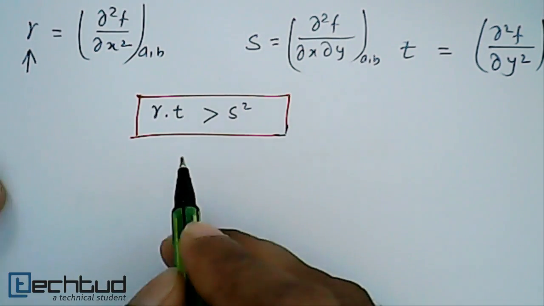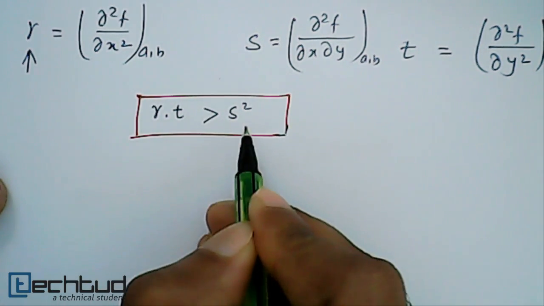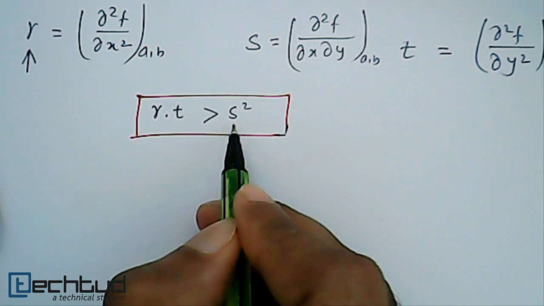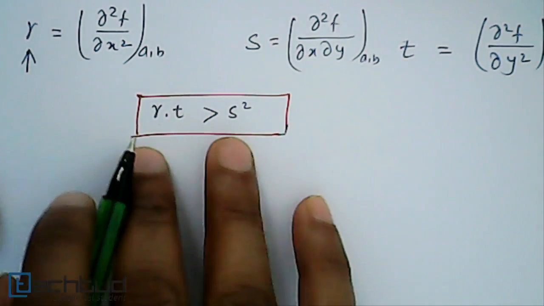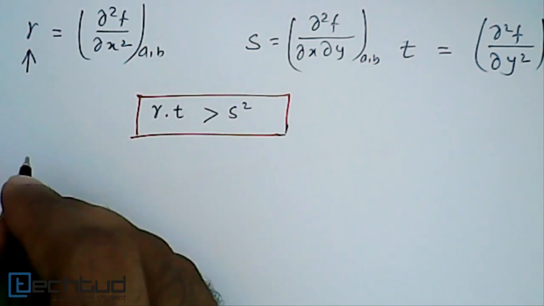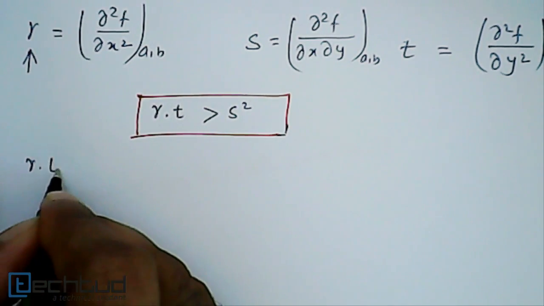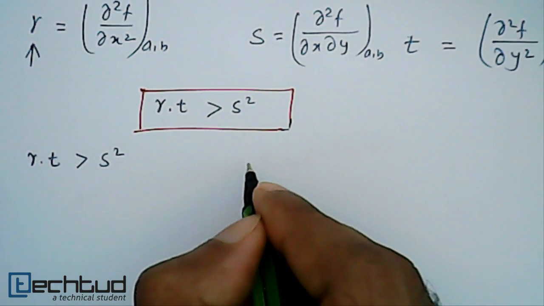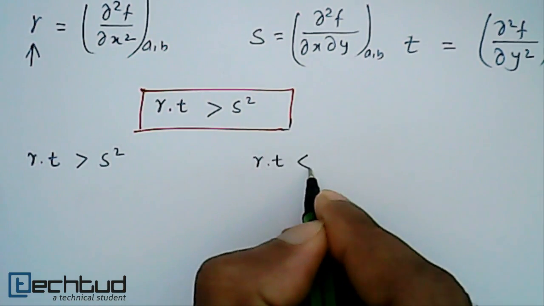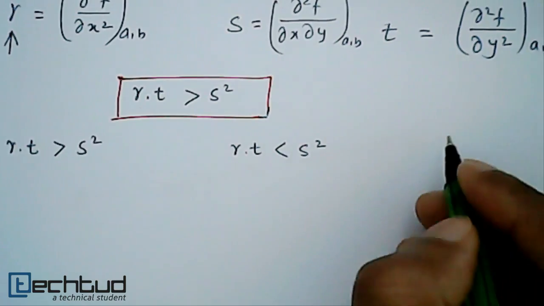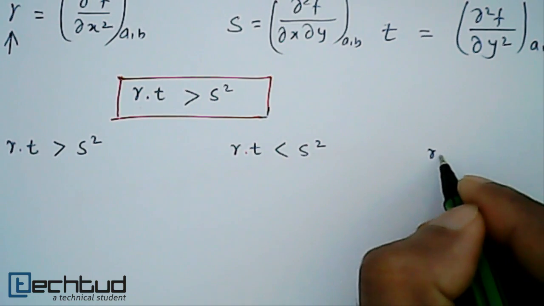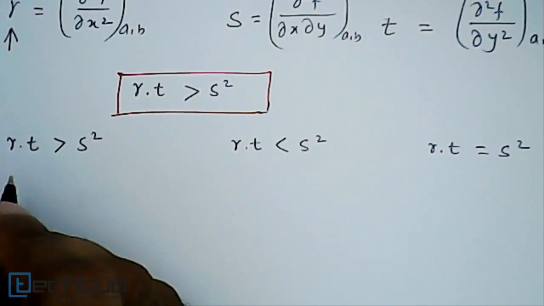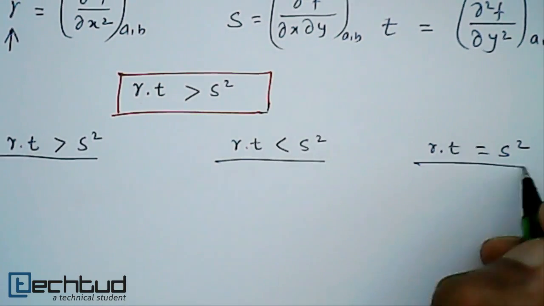Fine. So we will check whether r into t is greater than s square. There are three conditions, right? First, r into t is greater than s square. Second, r into t is less than s square. And third, r into t is equal to s square. Only these three options are possible.